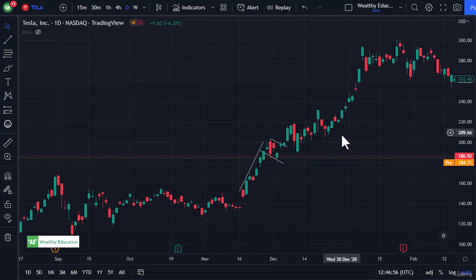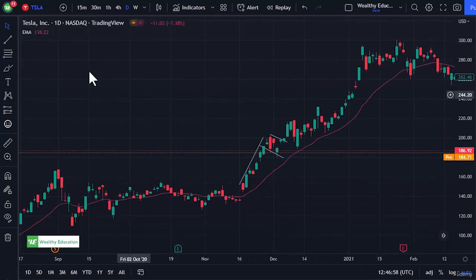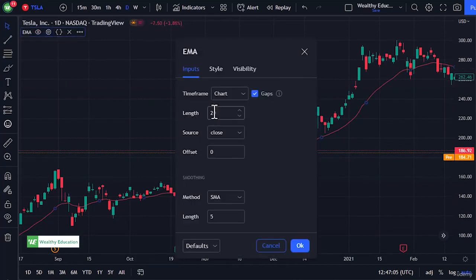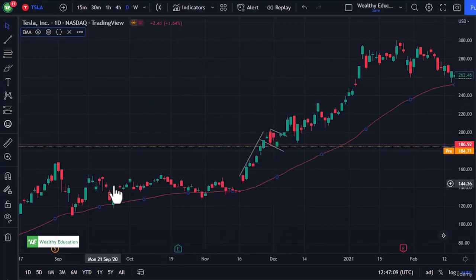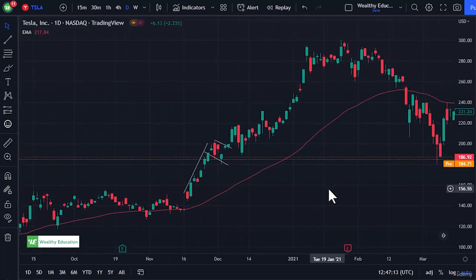And of course, clearly we got our target easily. You can see that we broke above the 20-day EMA. Let's go ahead and switch it to 50, and you can see that the 50 came in and offered support, so we started to expand from it, so it made a lot of sense.